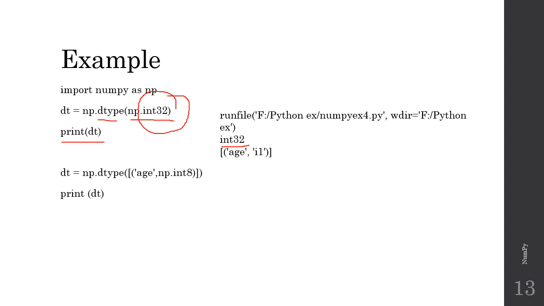In the second example, again we are creating a dtype object with the first parameter as age and the second parameter as np.int8. This will print the result age with i1. i1 is a string equivalent to int8. i2 is similarly a string equivalent to int16, and i4 for int32. You can look for the corresponding codes on the web.